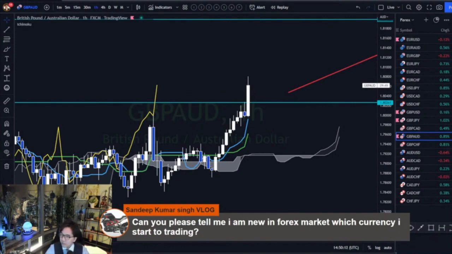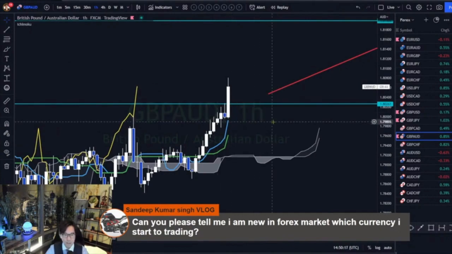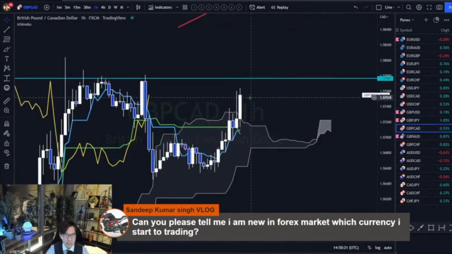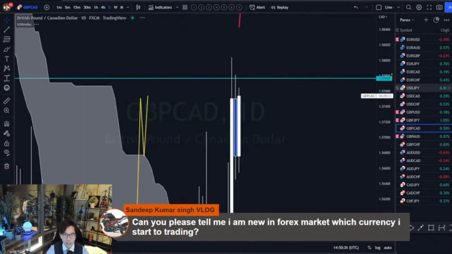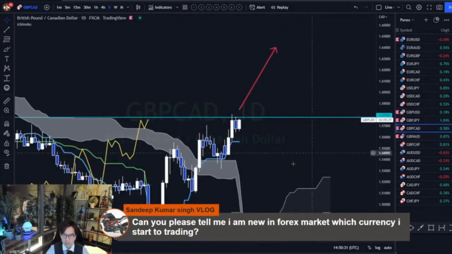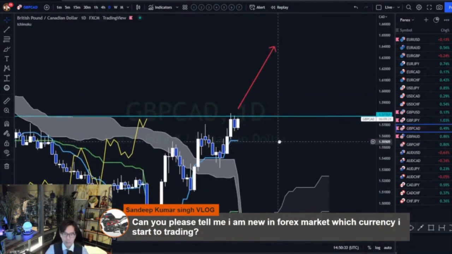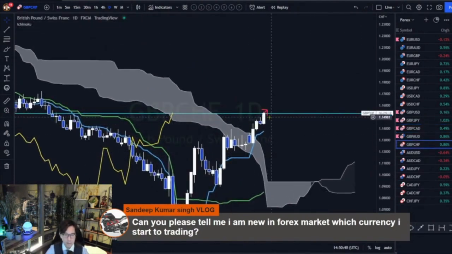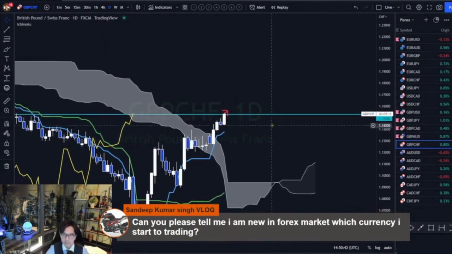Okay, so GBP/AUD is overbought, so we have to stay away. GBP/CAD is still ranging on the 1 hour. Let me move back to the daily time frame. Okay, GBP/CAD is about to break the daily resistance, maybe next week. And GBP/CHF is also about to break the new resistance. Okay, GBP/CHF looks good.